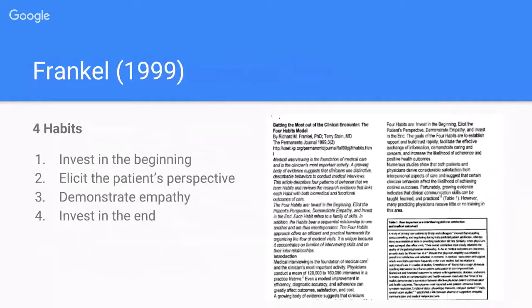All right. I want to hit on the four habits model developed by Frankel in 1999, who was a physician that basically developed guidelines for how a physician encounter should be for a patient. So these are the four habits he proposed. Investing in the beginning. So the criteria for this would be creating rapport. This is the reason why you greet them, you shake their hand, you greet everybody else, okay? You're trying to show them this is a safe place and we're going to help them.